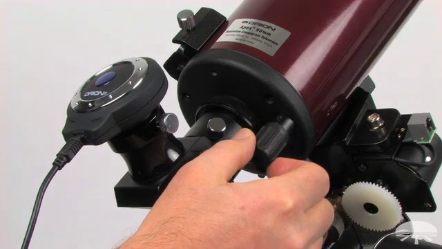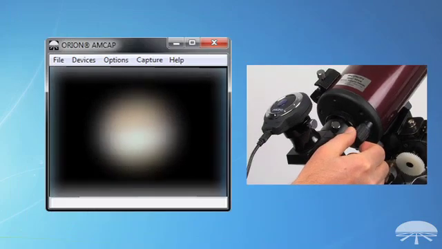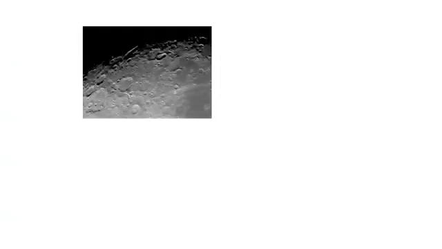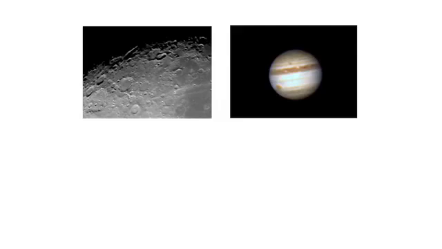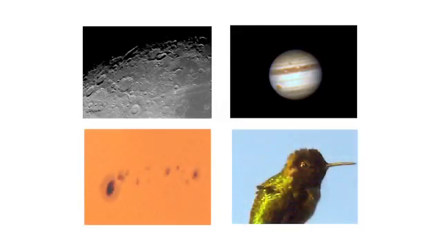Focus as normal, but instead of viewing through an eyepiece, you will use the live video window on the computer to view and focus your target. You are now ready to start capturing images of the moon, the planets, the sun with full aperture solar filter, and terrestrial objects such as birds and other wildlife.